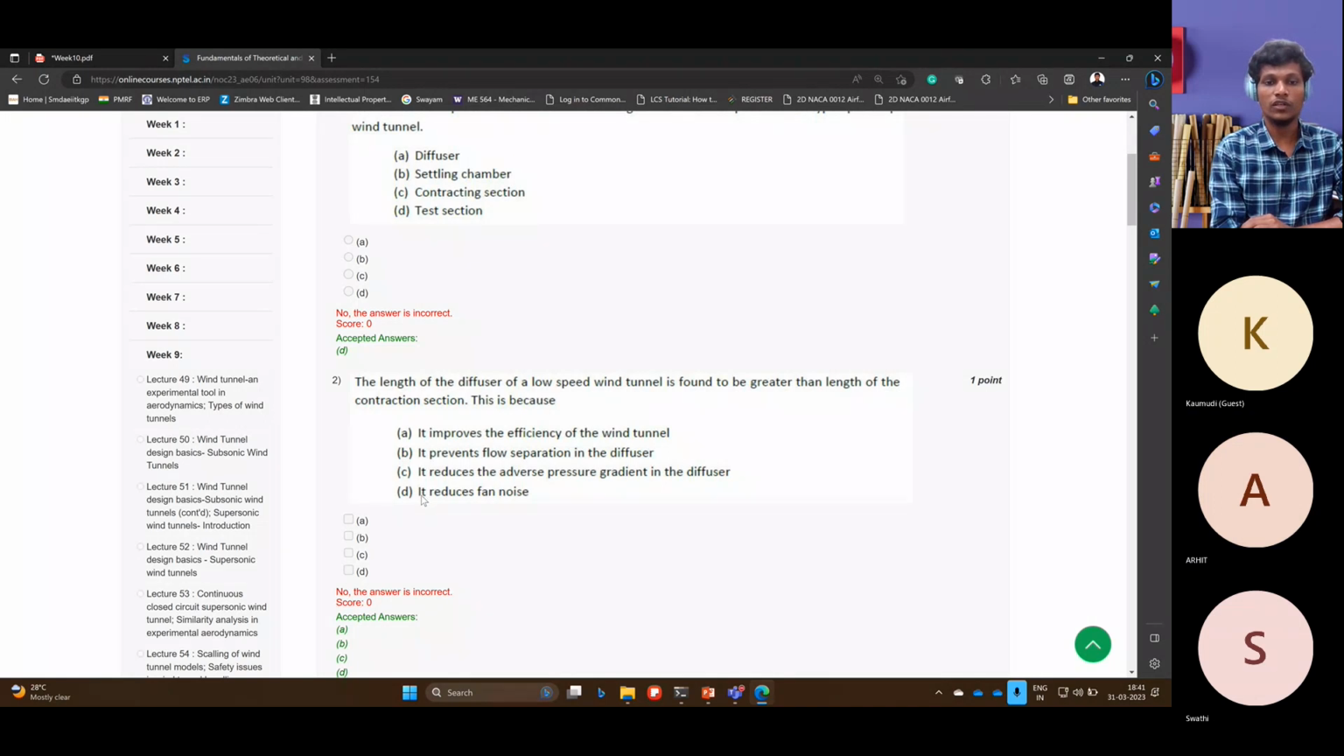So you missed this option: it reduces the fan noise. Yes, sir. We are just creating a chamber to allow the air to flow very smoothly. So the possibilities are that it reduces the noise also. Like if you see the jet engines, based upon the shape. Have you ever seen the jet engines also?